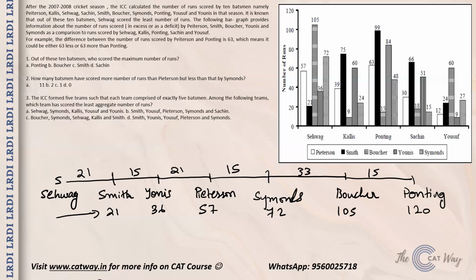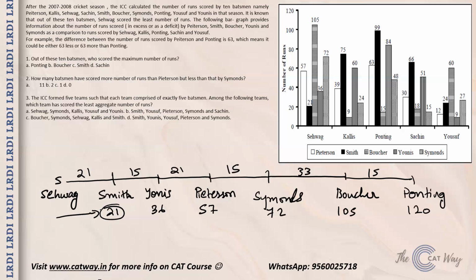All right, nothing can be concluded between Kallis and Smith. Between Kallis and Smith, there is a difference of 75 points. Now you see that Smith is only 21 points more than Sehwag. If Kallis were 75 points less than Smith, he would be scoring less than Sehwag, which is not possible. So definitely Smith is 75 points lower than Kallis.